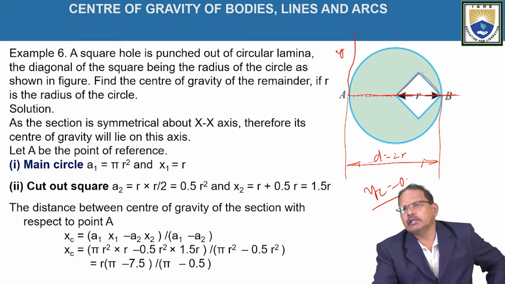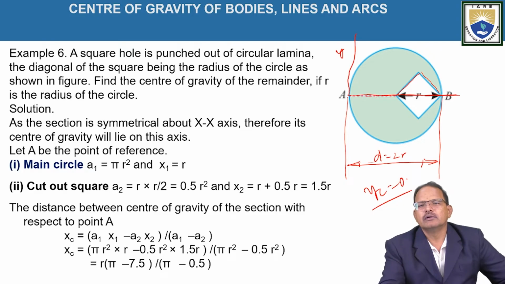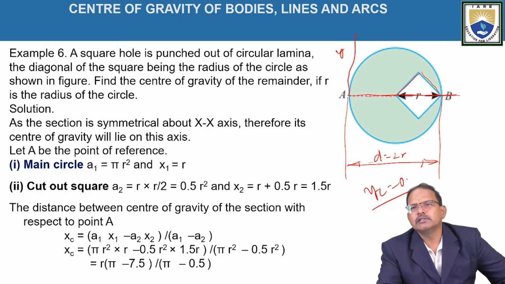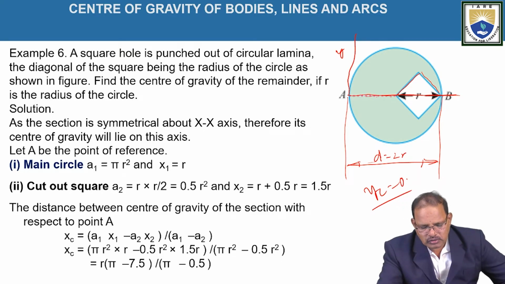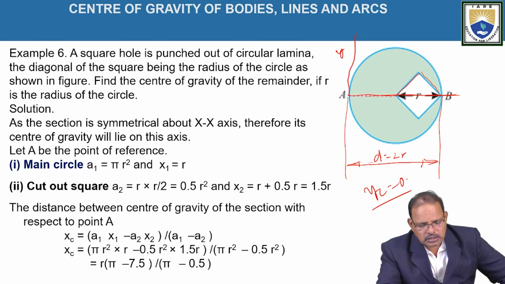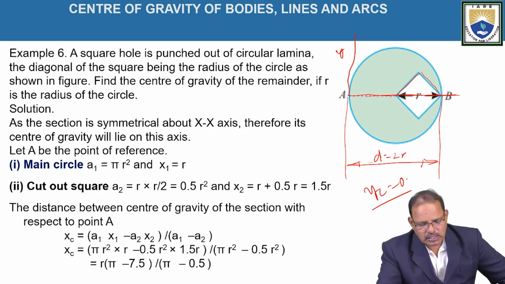Now we have to determine the xc now. That is, xc is equal to a1 x1, but here an area is removed now. It is modified as minus a2 x2, divided by a1 minus a2 now. Since the area is negative, you have to replace the plus sign with the minus sign as shown in the figure.